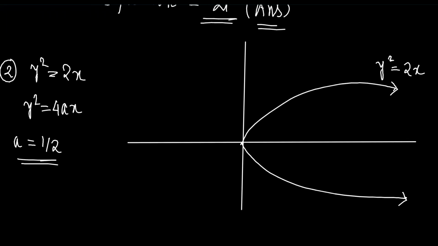Now it is given that the tangent and normal are drawn to this parabola at the point (2, 2). That means at point A, suppose this is the point A, that is (2, 2). Here the tangent and normal both are drawn. So I am drawing the tangent like this, or you can draw it in this way also. Just an arbitrary drawing. So here the tangent is drawn. Just a minute.